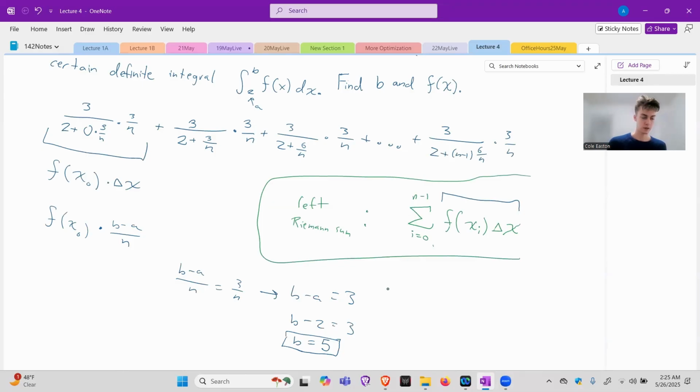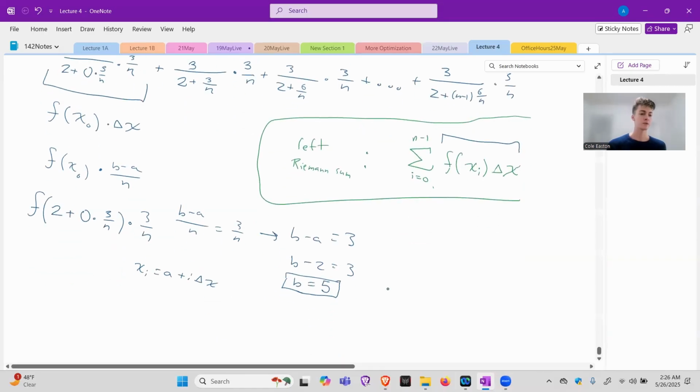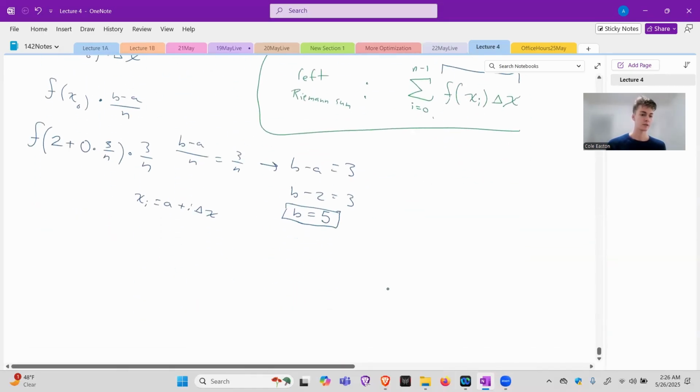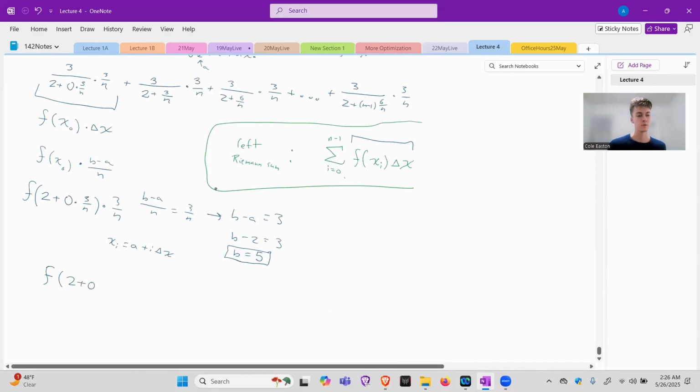And let's rewrite the x0. Remember that xi is a plus i delta x. So x0 should be our a, which is 2, plus i, which is 0, times delta x, which is 3 over n. And then we're going to multiply that, of course, by our b minus a over n, which is 3 over n. And so now we also have this alignment of these first parts. So we're saying that f of 2 plus 0 times 3 over n equals 3 over 2 plus 0 times 3 over n.